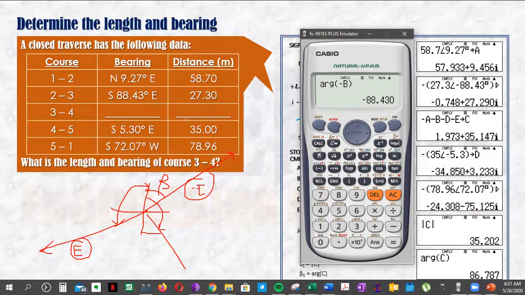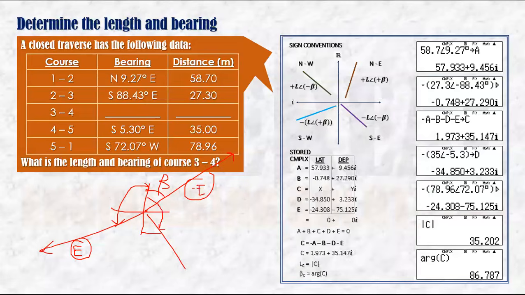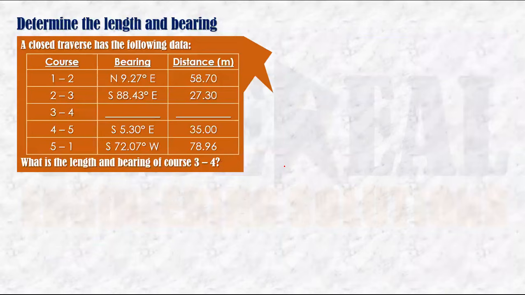Okay? If ever we have a problem with a complex that is northwest, the argument of that complex will give you a negative result. So, the result is already the bearing relative to the north. So, that's it. That's the shortcut way, the complex method. Okay? Now, this is the drawing.